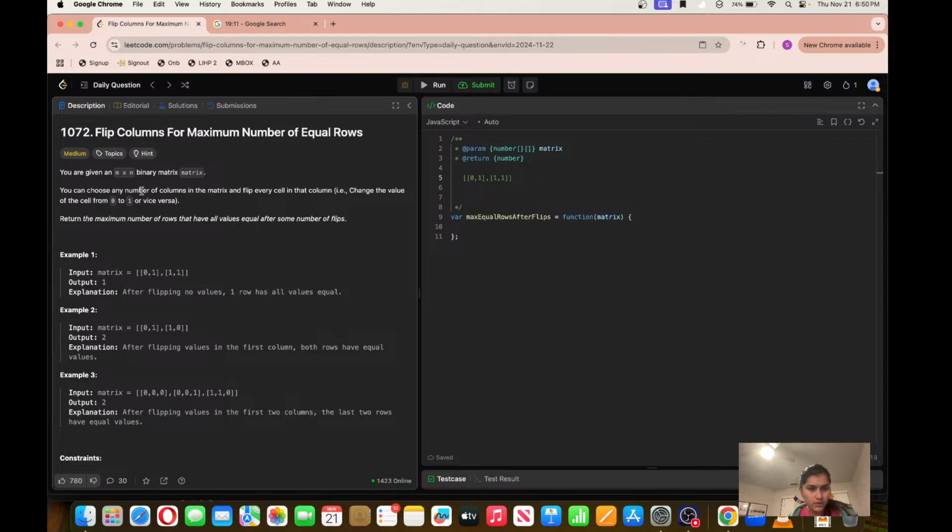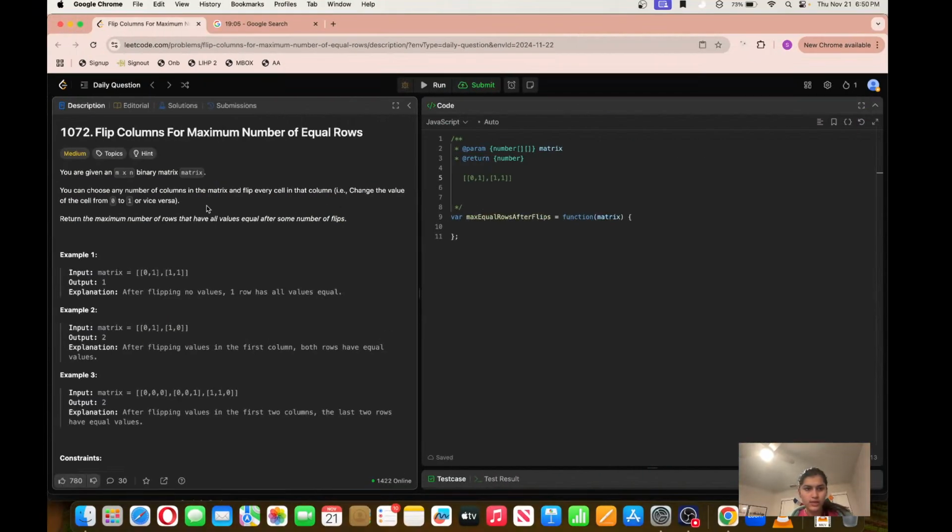You can choose any number of columns in the matrix and flip every cell in that column. Okay, change the value of the cell from 0 to 1 or vice versa. Got it? So return the maximum number of rows that have all values equal after some number of flips.